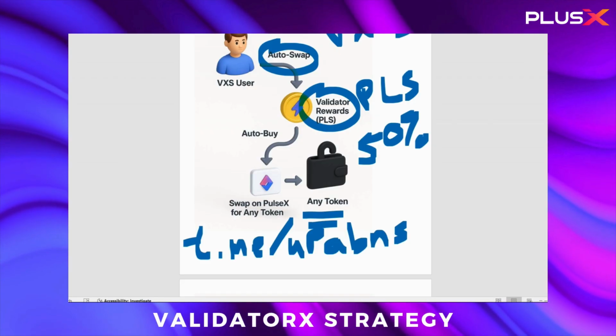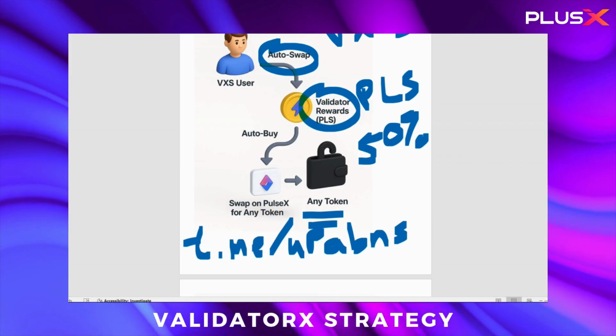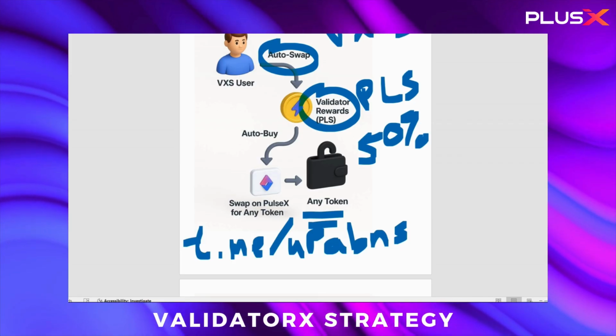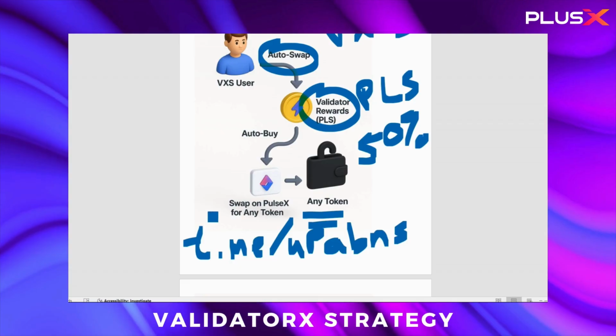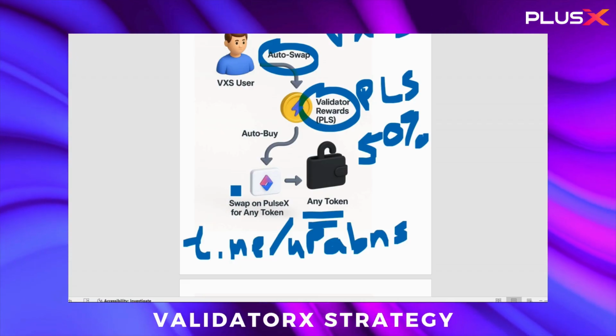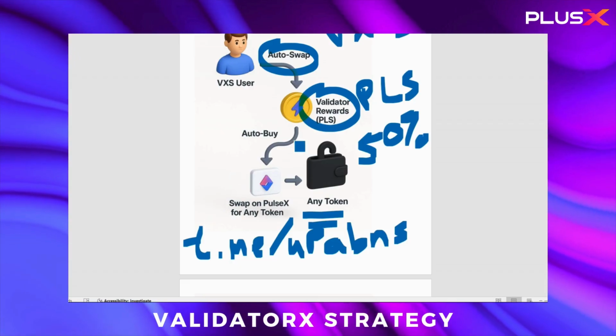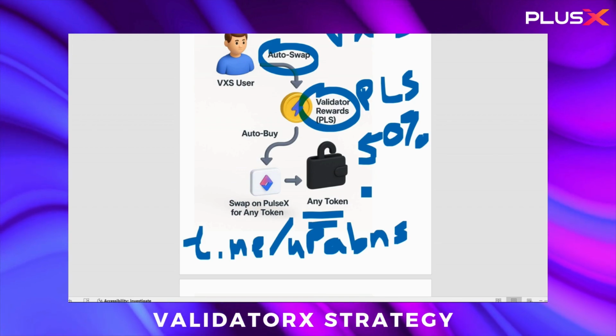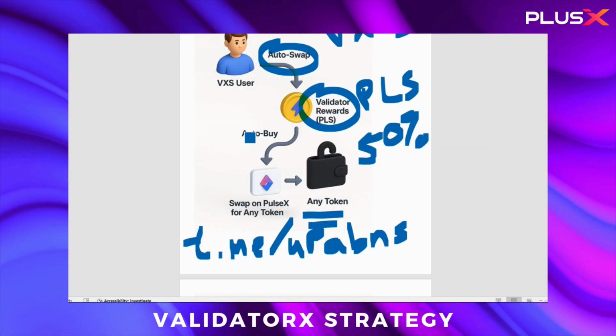All right, that's our VXS strategy UI. Hope you guys found this valuable. And if you have enough UPulse, go use the hell out of this thing. It's a great way to harvest some yield and purchase the token and just DCA into whatever token you love.